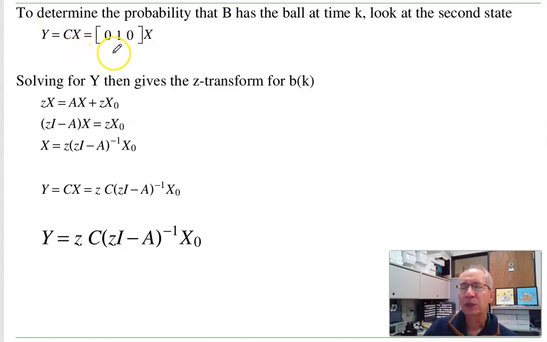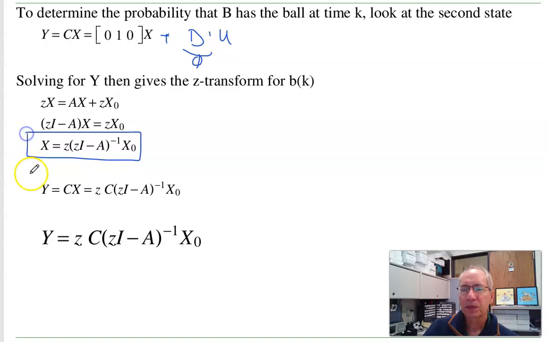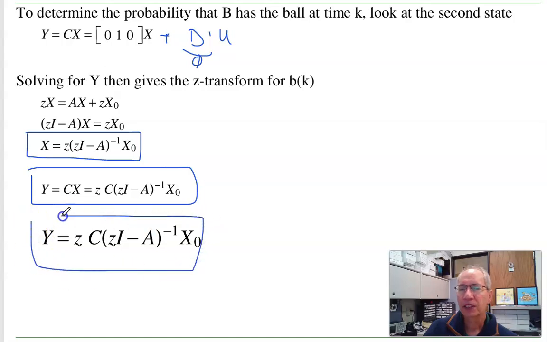The output tells you which state you're looking at. I'm looking at x2. So there's your Cx, and there's also a D times u. This is 0. So I can express this in state space form. I've got zx is Ax plus zx0. Bring A to the left, solve for x. This is my response. Multiply by C, that pulls out state x2. And here is my transfer function from the initial condition to y. So that's what I'm trying to find.